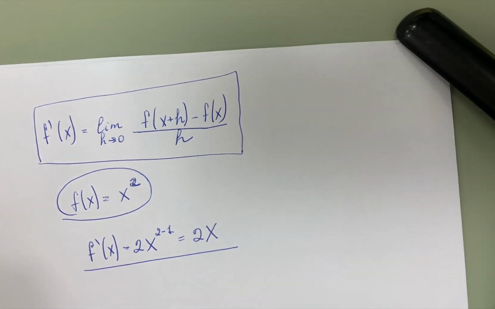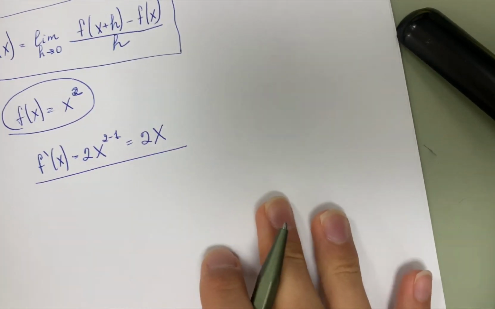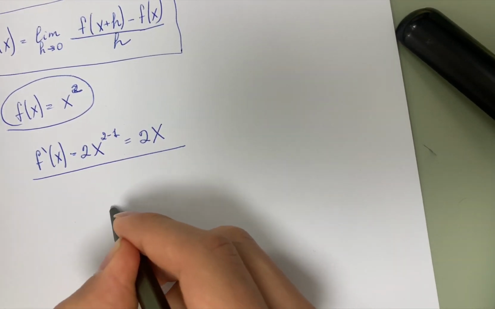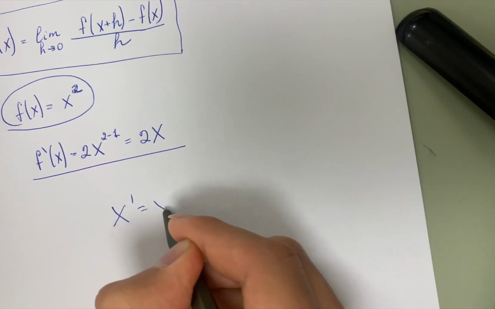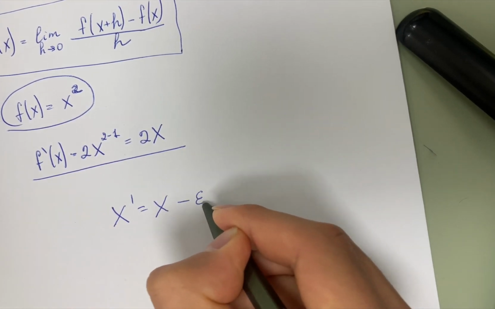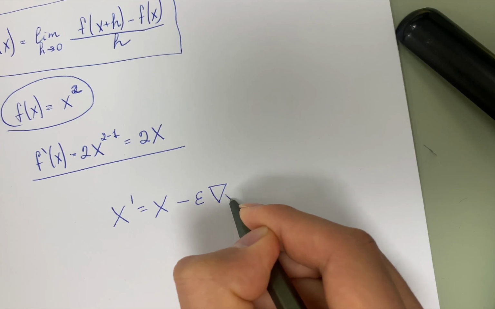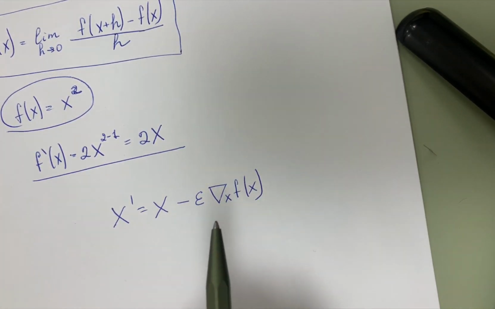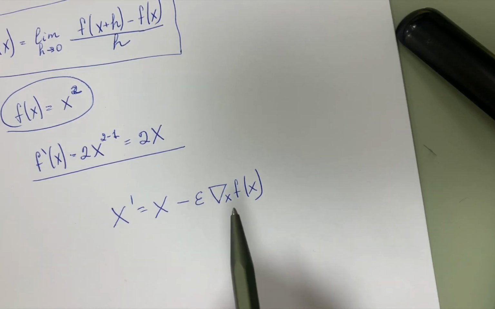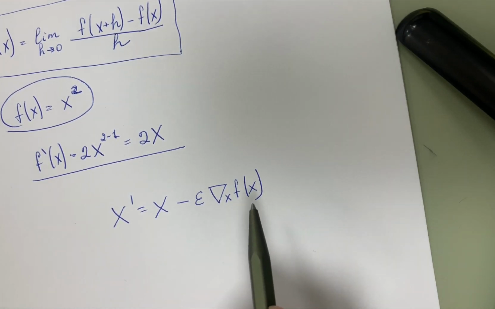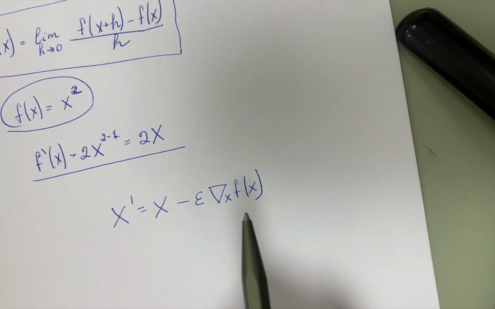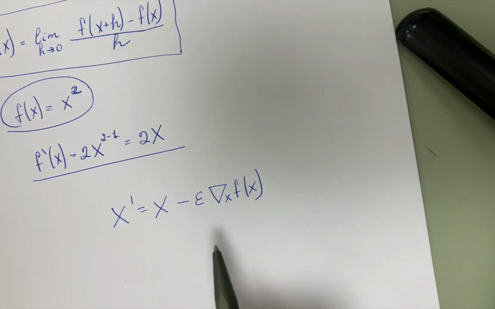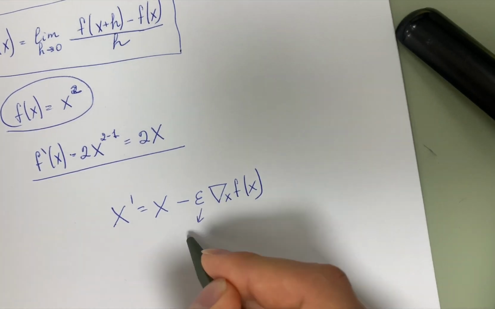So gradient descent is that, if I write here, x equals x minus the learning rate times the derivative f'(x). Gradient descent is an iterative optimization algorithm used to find the minimum of a function. So this is the learning rate.